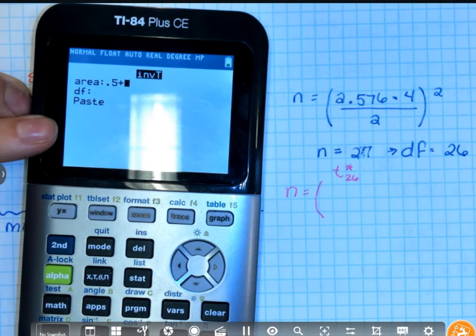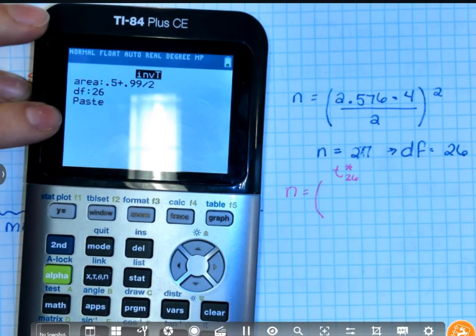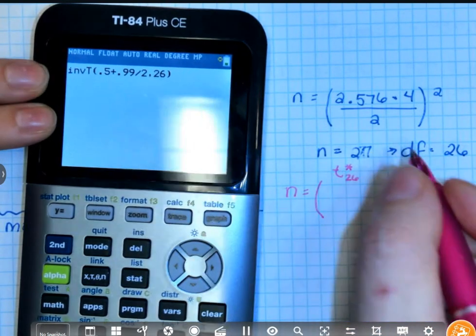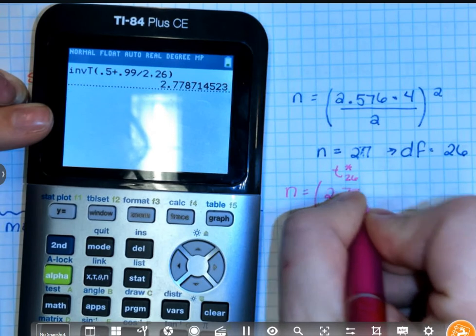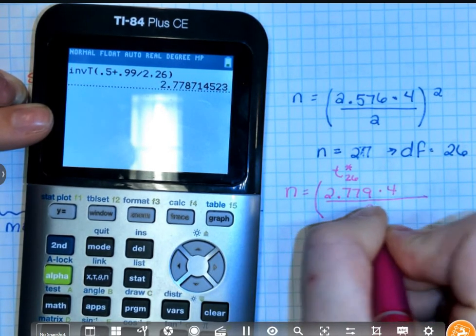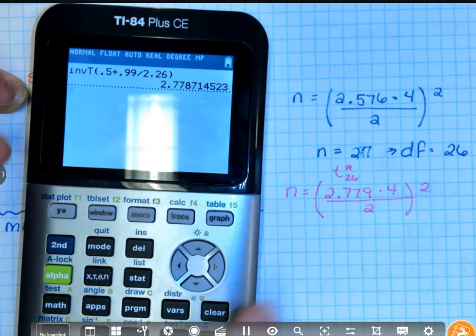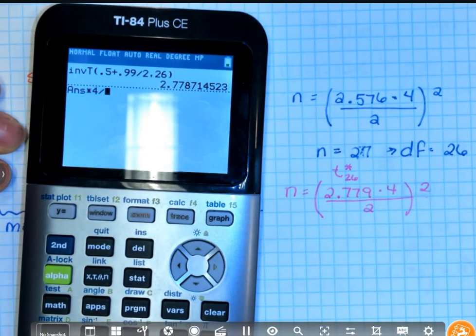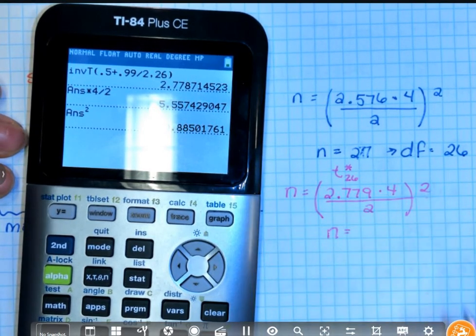So again, the 0.5 plus 0.99 over 2. Degrees of freedom, we've said, is 26. So I've got 2.779, still with the same things, times 4 over 2, and square it. So times 4 over 2, which is kind of, I could have just done over 2, or times 2, squared. And what am I going to say n is?